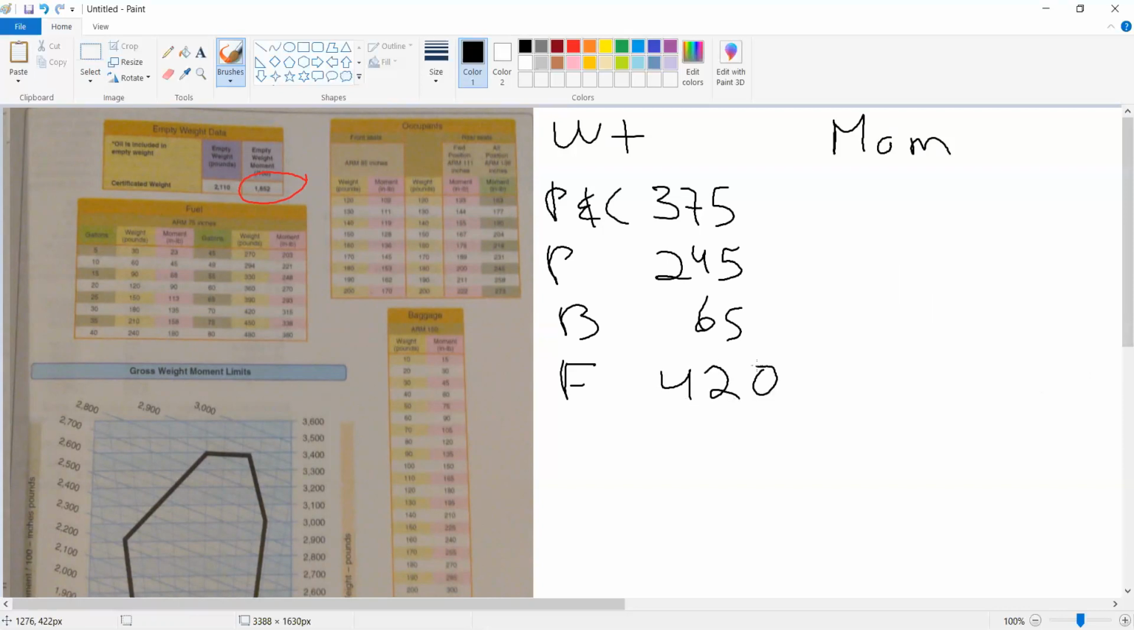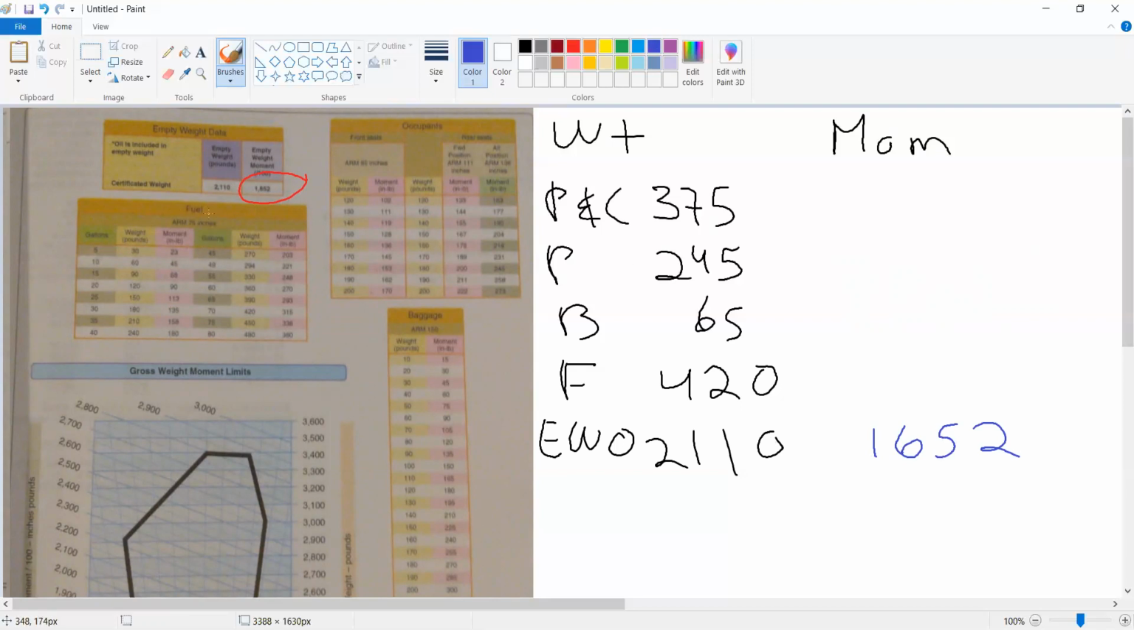What also is missing is the empty weight. So I'll write empty weight with oil, and that is 2110. All right, that's done. Now we have to do the corresponding moment. The corresponding moment for the empty weight with oil is already given. That is 1652.